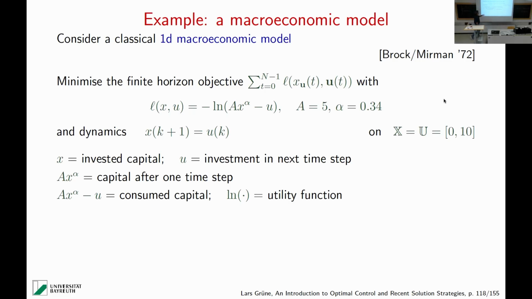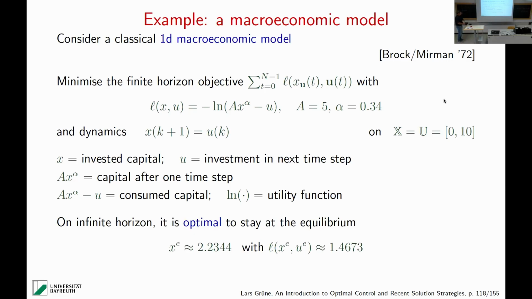We want to maximize that, and since we are always minimizing, this comes with a minus. So we want to kind of maximize the benefit from consumption in this model. So it's a kind of model that tries to find out the optimal compromise between investing and consumption, right? So what do we invest for the future and what do we consume now? And actually, you can compute that on infinite horizon. It's actually optimal to stay at this equilibrium. If you really do it infinitely long, this will give you the best compromise between both.